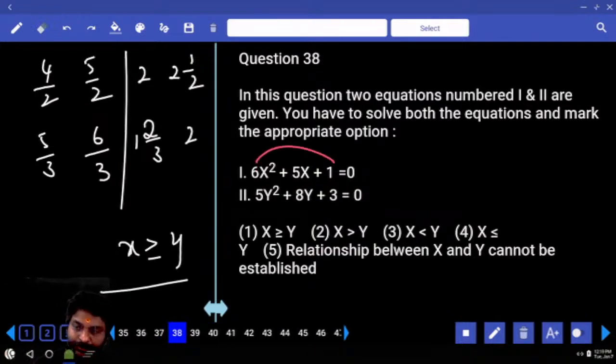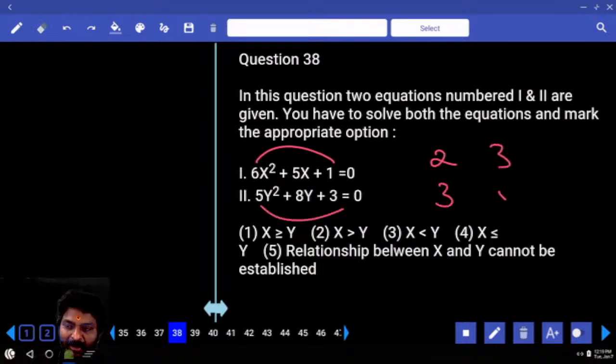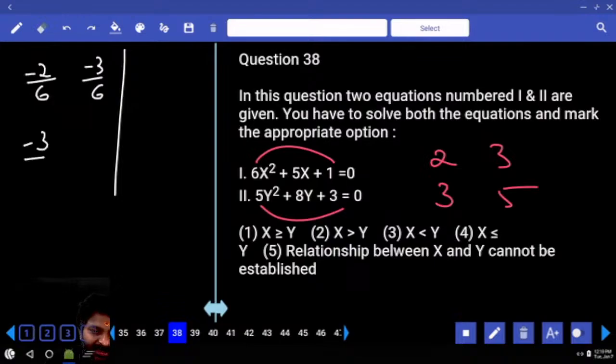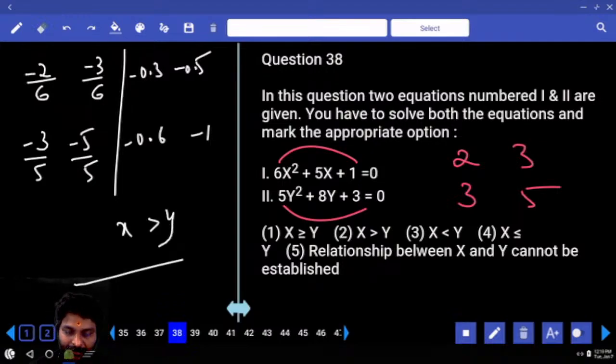Product is 6. Plus 2 plus 3 is the combination. And then 3 comma 5. Those numbers are itself combination. Right? Then factors are minus 2 by 6, minus 3 by 6, minus 3 by 5, minus 5 by 5. This is minus 1 by 3, 0.3. 1 by 2, 0.5. 0.6 minus 1. X is greater than Y.